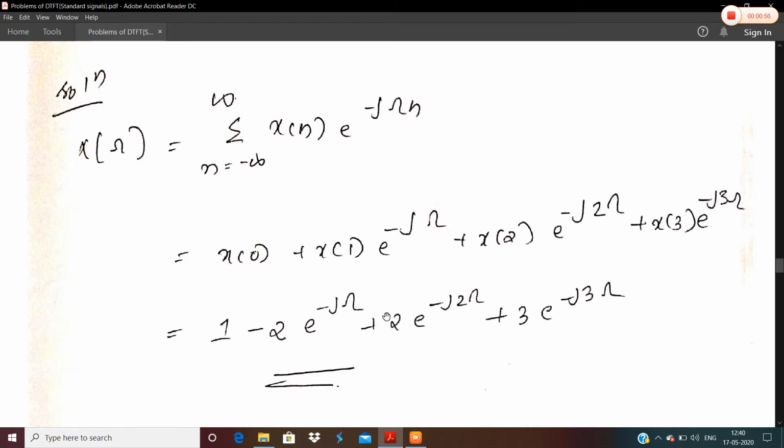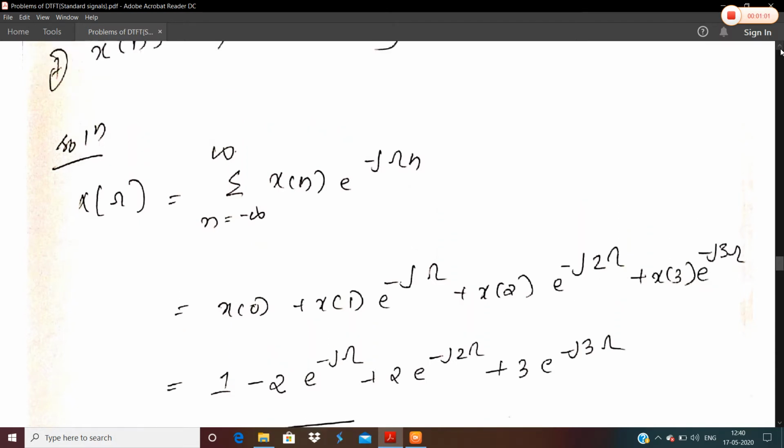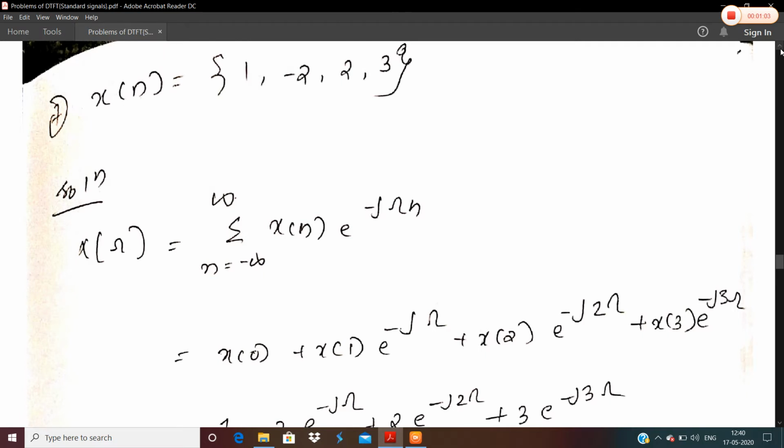Here we are given with the values of x of 0, x of 1, x of 2 and x of 3, because here it is given like this. So usually there should be an arrow mark over here so that we can identify that it is x of 0. If suppose the arrow mark is not given, then we consider this first term as x of 0.